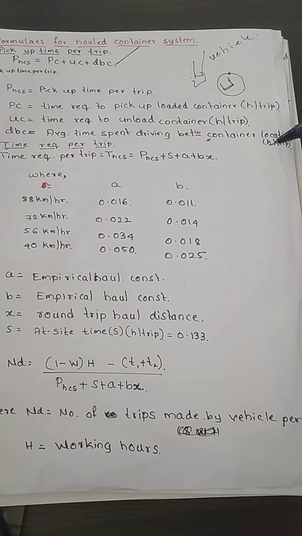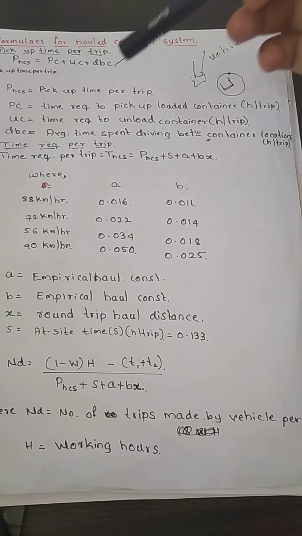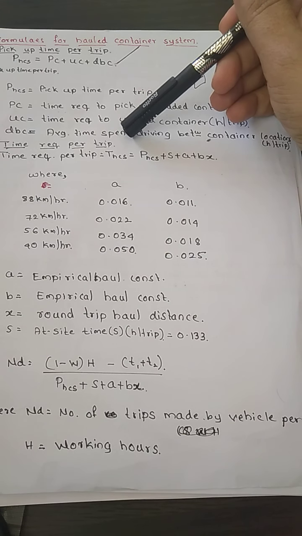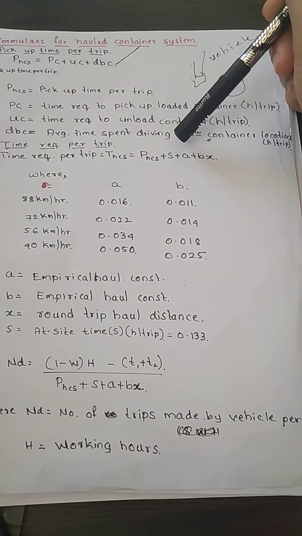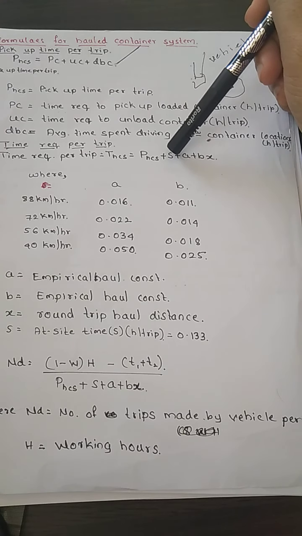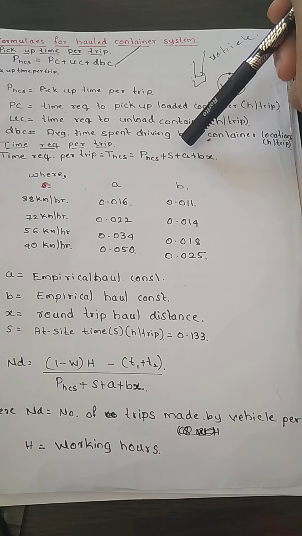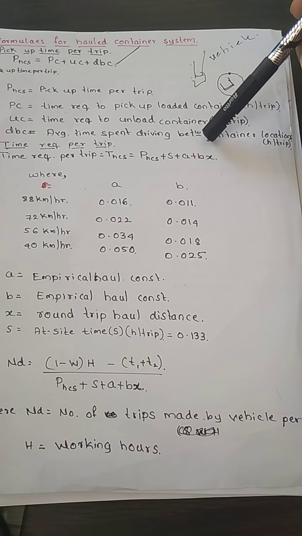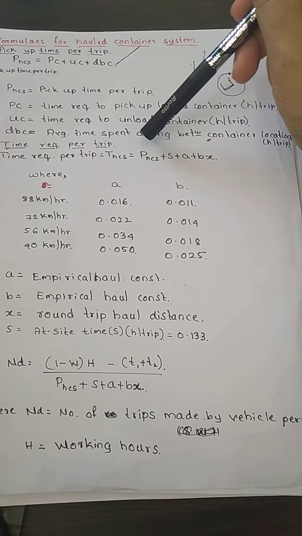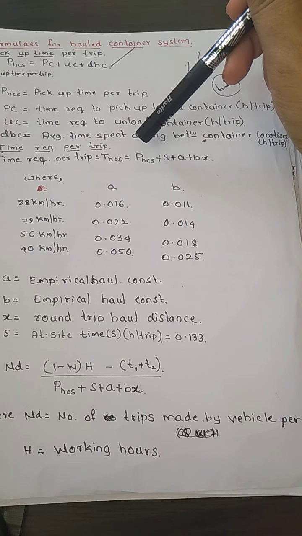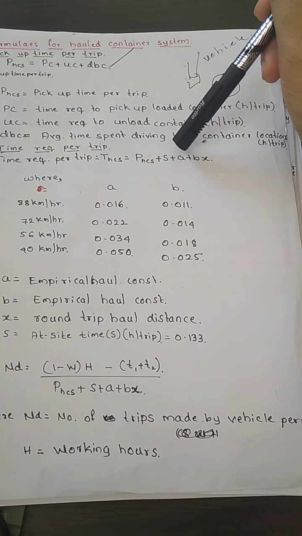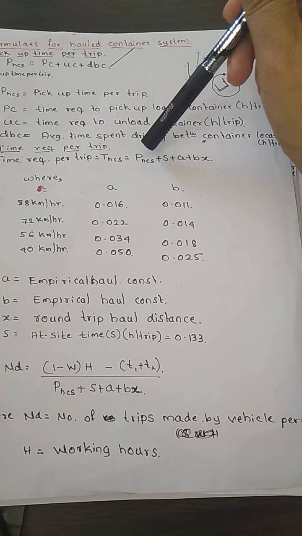Then we will be using the second formula, the time required per trip. How do we calculate it? We use PHCS, the pickup time per trip, plus S plus A plus BX. We already know what PHCS is. Now, what is S, what is A, what is B, what is X? We need to know these.